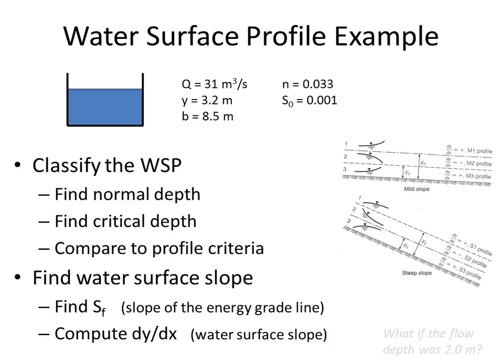So we found it's positive, and that coincides with what we should see on a mild slope. Here on the diagram it says that for an M1 profile, we should have a positive dy/dx, and we did. Any questions about this example?